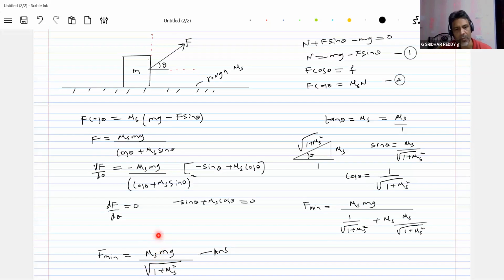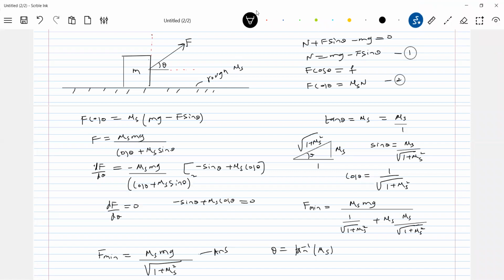So there's a minimum force, you see. And at what angle? What is that angle? I should apply it at an angle theta equal to tan inverse of mu s. Okay, fine. So do remember, this is something very important here.